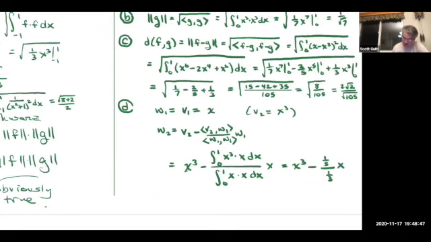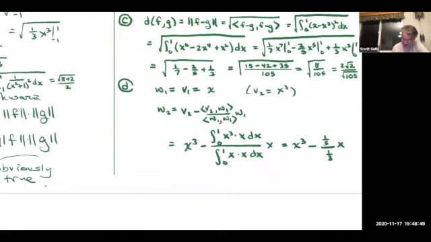Okay, and then I'll remind you also that you can multiply these by a scalar. So, I would probably go with x to the third minus 3/5 x. Okay, and then I probably just multiply the whole thing by 5.